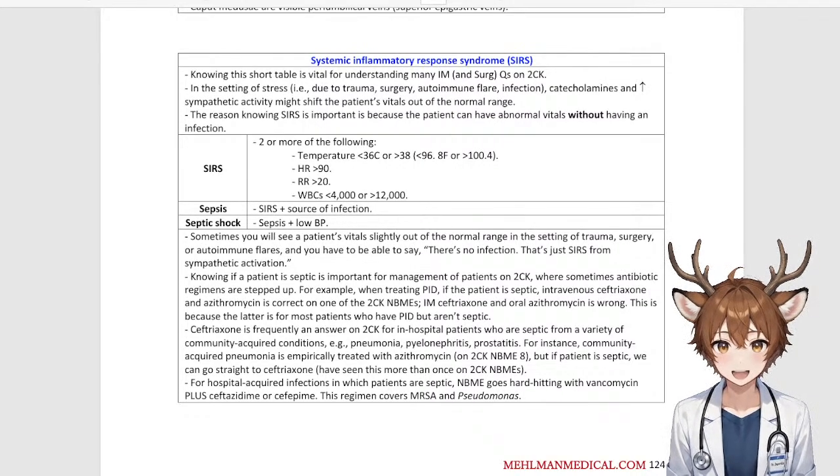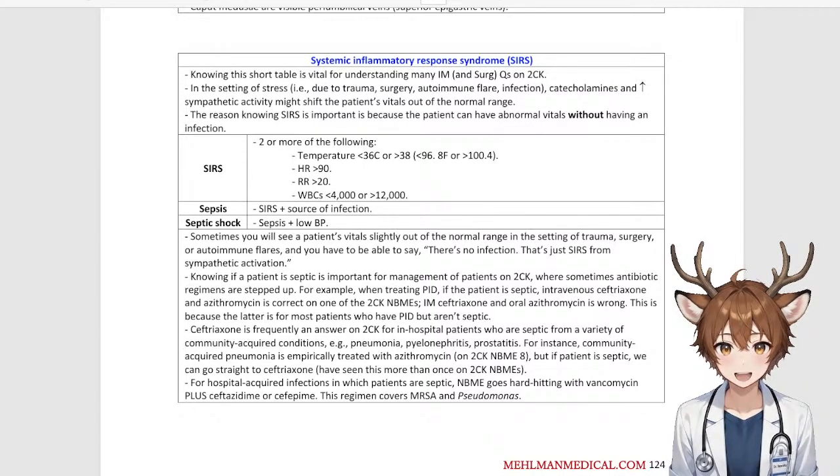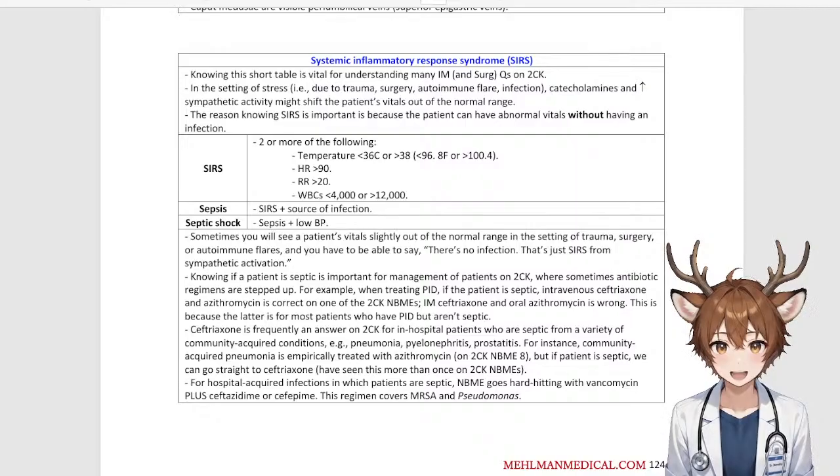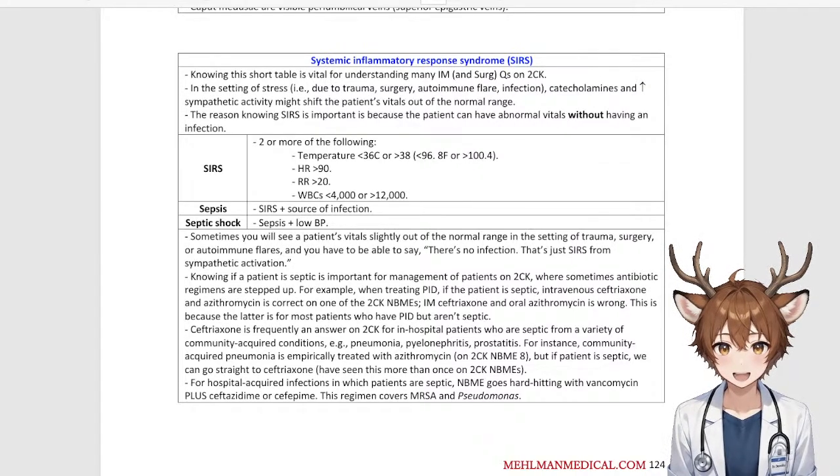Well, that's the thing. It's a pathological state, right? Sepsis would have the Systemic Inflammatory Response Syndrome plus a source of infection. Septic shock, sepsis plus low blood pressure.